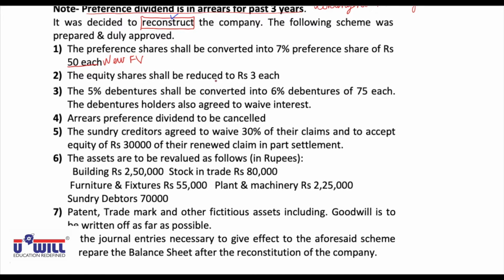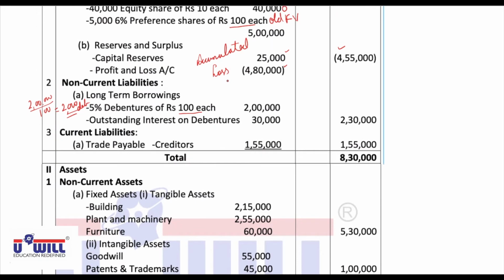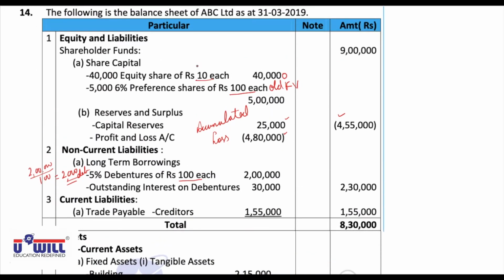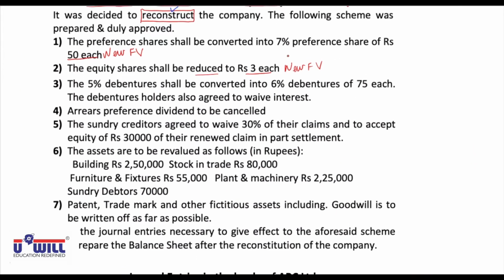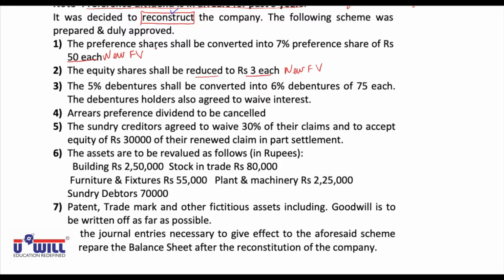The equity shares will be reduced to rupees 3 each. Again, this 3 is the new face value, and in the balance sheet 10 is the old face value. From 10 they are reduced to 3 rupees. So the 7 rupees they sacrifice will be transferred to capital reduction. Here 50 is what they sacrifice for preference shares, and here 7 rupees for equity shares, both transferred to capital reduction.